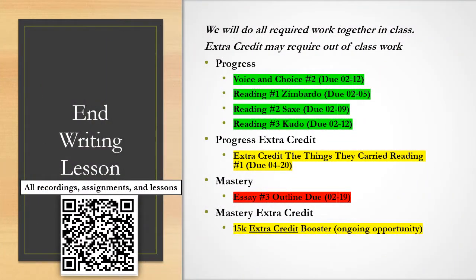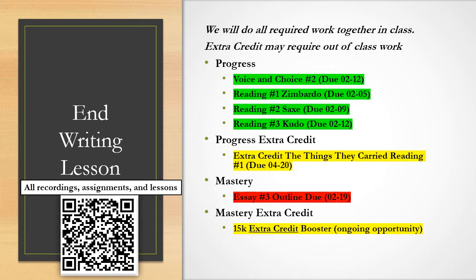All right, just a real quick reminder. We're going to do all the required work together in class. Any extra credit work might require out of class work. The required work in the green above are the progress assignments. There's a progress extra credit in yellow. The extra credit, the things they carried reading, we're going to talk about that in just a second.